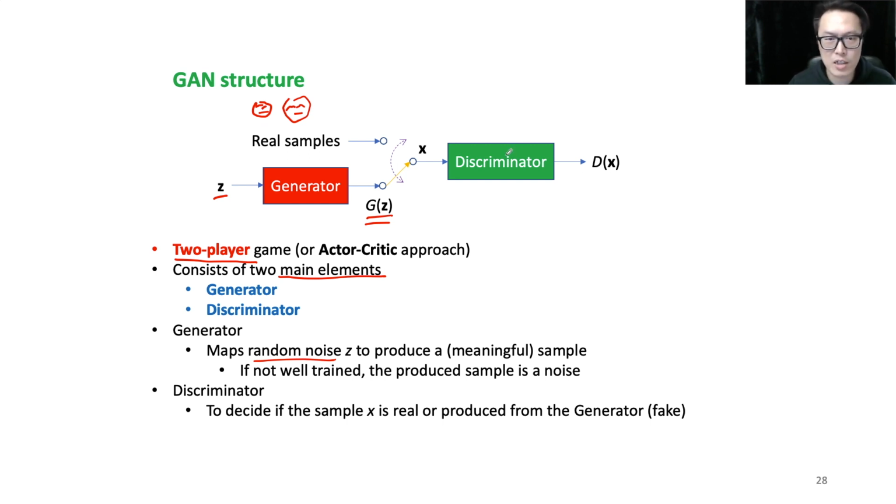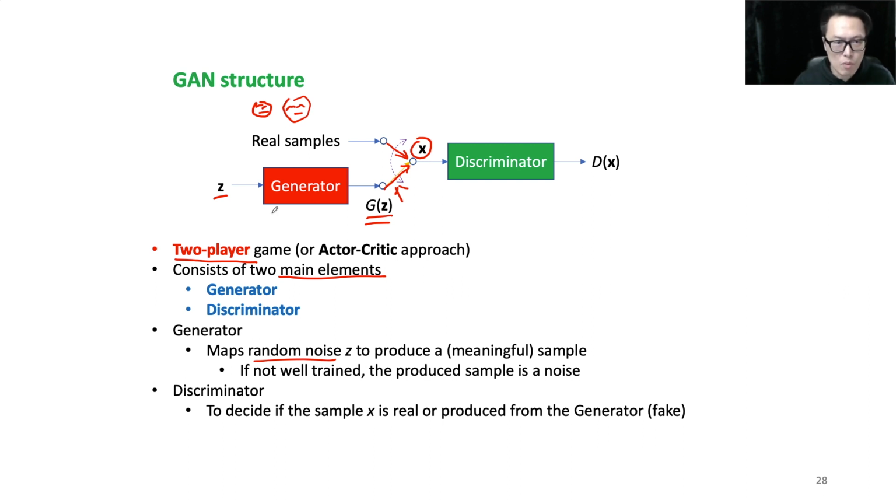The discriminator is just to tell whether the sample X right here is coming from the real samples or from the generated samples. That's why we have a switch right here. Sometimes the switch can be right here, which means the discriminator will receive a real sample. Sometimes it is right here, so the input will be from the generator. The discriminator does not know where the switch is. That means it does not know whether the samples are from the real dataset or from the generated dataset.